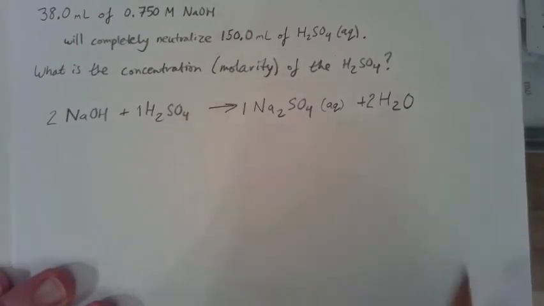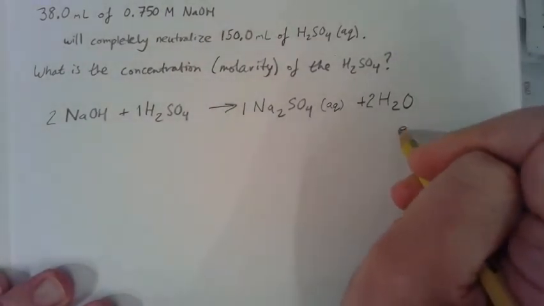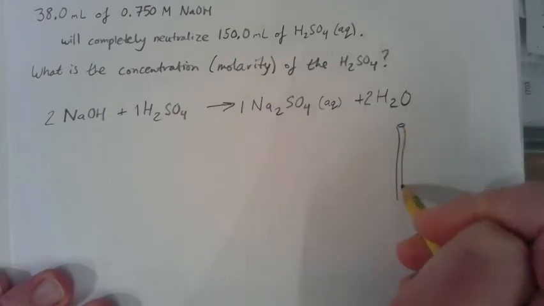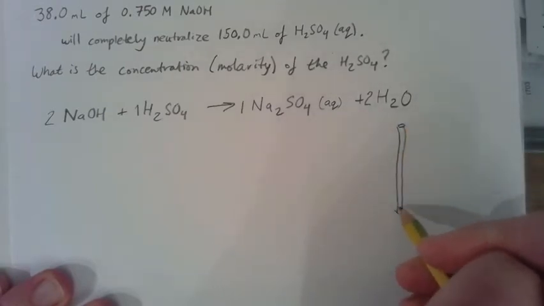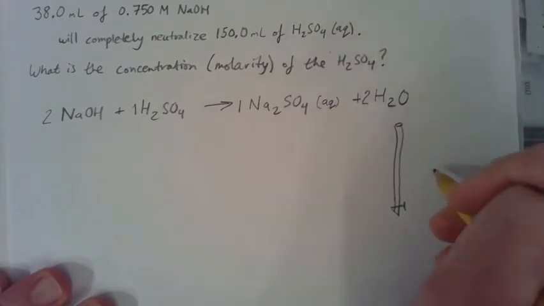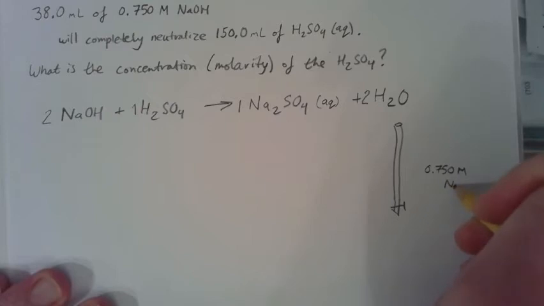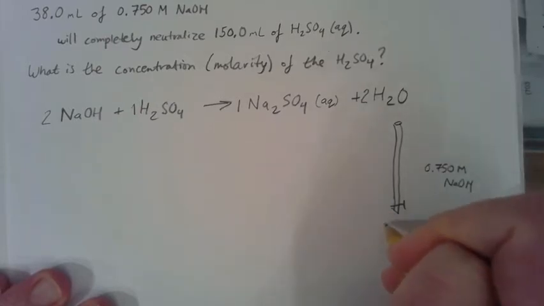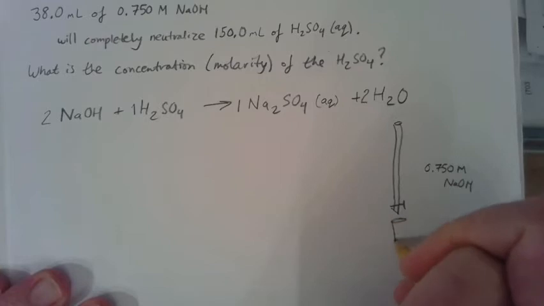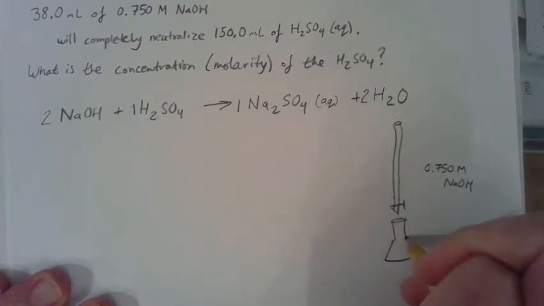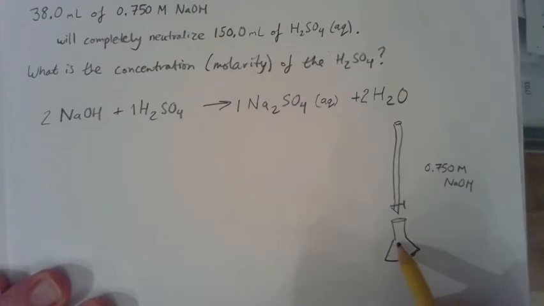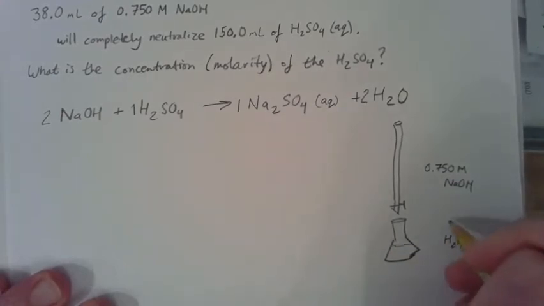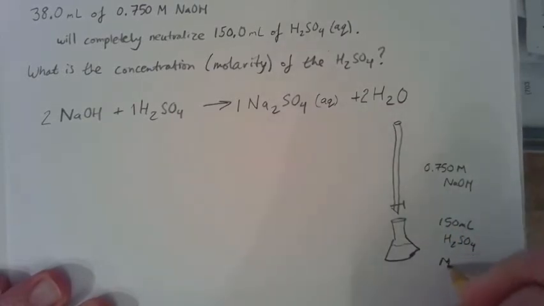Let's draw a little sketch real quick and see what's actually going on. We're going to have our burette, and we're going to fill this with what we know. What we know is that we have 0.750 molar NaOH. We are titrating that into a container, I'll make it a little flask, that contains sulfuric acid, and it contains 150 milliliters of that sulfuric acid. What we don't know is the concentration.